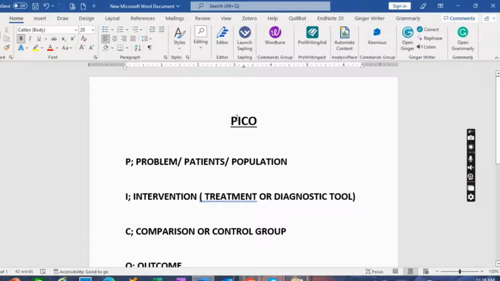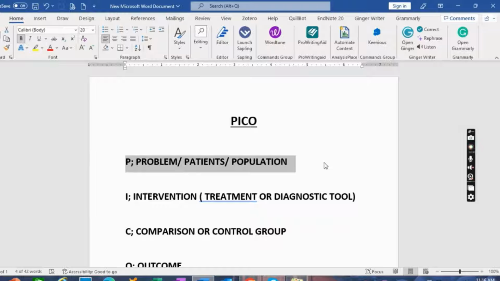P stands for problem, patients, or population. This P means the first thing you need to select is the problem. What is your problem? What disease? Your clinical problem. What medical problem are you going to research? It can be a patient's. P stands for problem, P stands for patients.